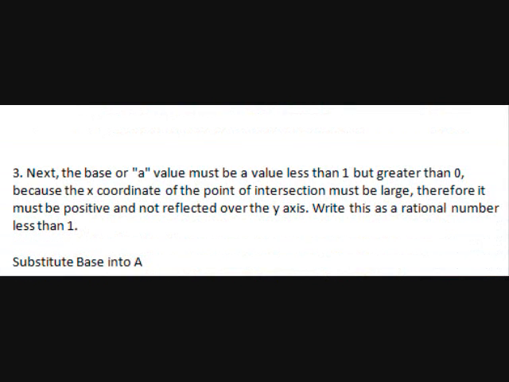Moving on to step 3. Next, the base or a value must be less than 1 but greater than 0, because the x-coordinate of the point of intersection must be large. Therefore, it must be positive and not reflected over the y-axis. Write this as a rational number less than 1. Before we move on, I'd like to let the individual know the base of the exponent being negative would actually be a reflection in the x-axis, not the y-axis, just to clarify. And yeah, moving on with the plan.